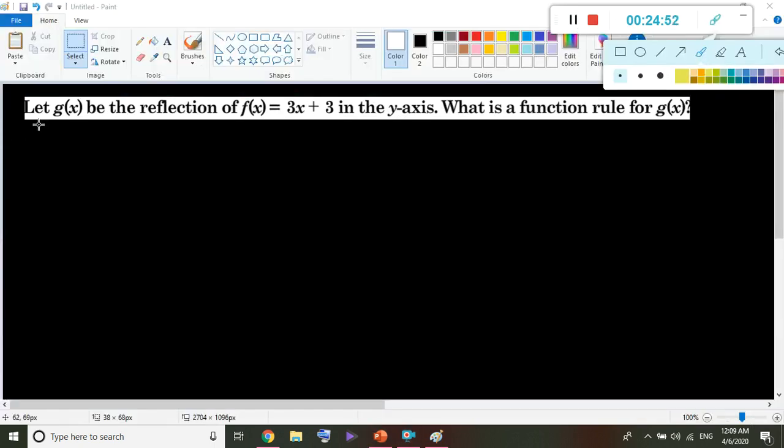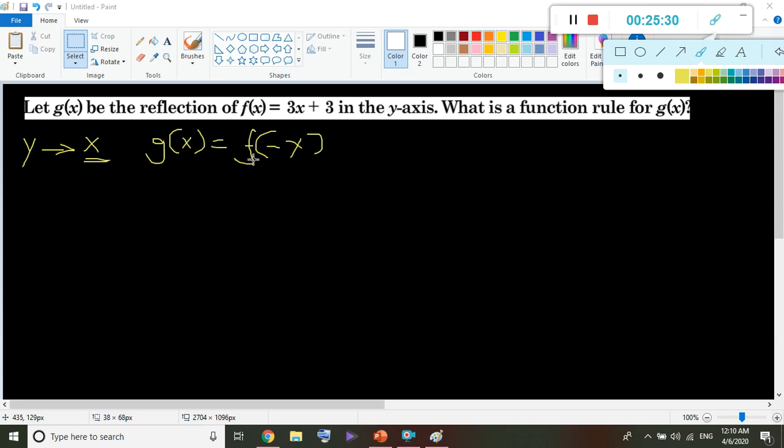Okay, so now let g of x be the reflection of f of x in the y-axis. So it means it's going to reflect around the y-axis. When it reflects around the y-axis, what does change? X values change. So g of x is going to be equal to f of negative x, because we changed the values of x.